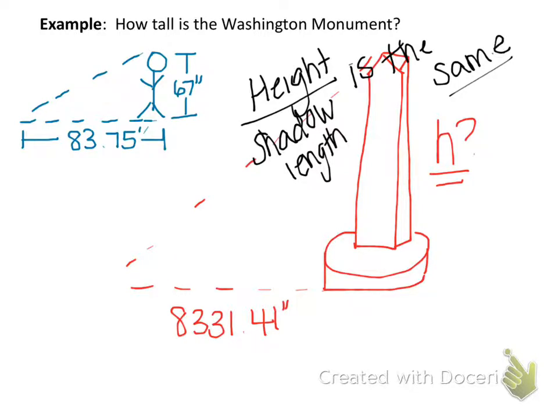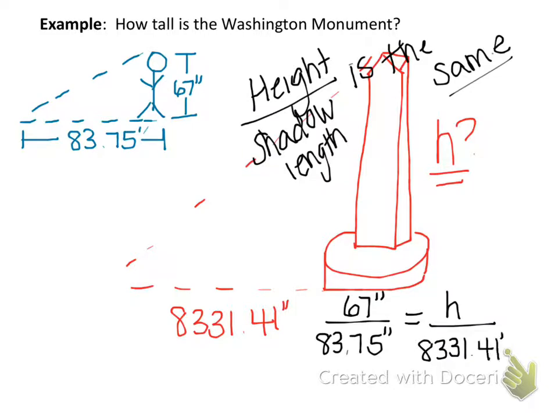So knowing this, we can say, if you are 67 inches tall and your shadow is 83.75 inches, that equals the height of the monument, which we don't know, over its shadow. To solve, you're going to crisscross multiply, and h equals 6,665.13 inches tall. So that answers the question of how tall the Washington Monument is.